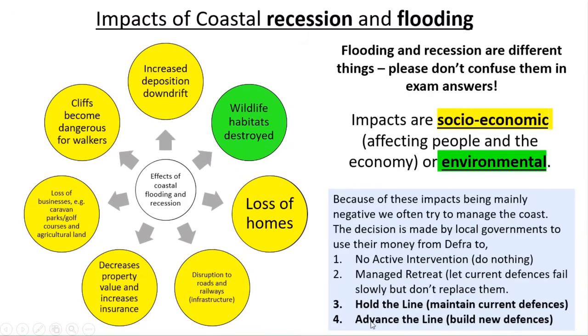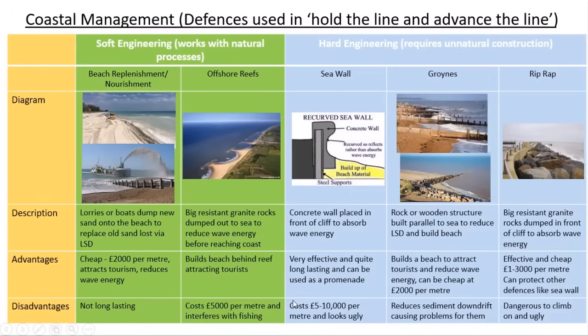If you've chosen to hold the line or advance the line, you can use these types of management. Now, soft engineering or hard engineering. You need to know a definition of each. So works with the natural processes, and that's soft engineering. Hard engineering requires unnatural construction or disrupts natural processes. It doesn't really work with them. So anything artificial looking is hard engineering.